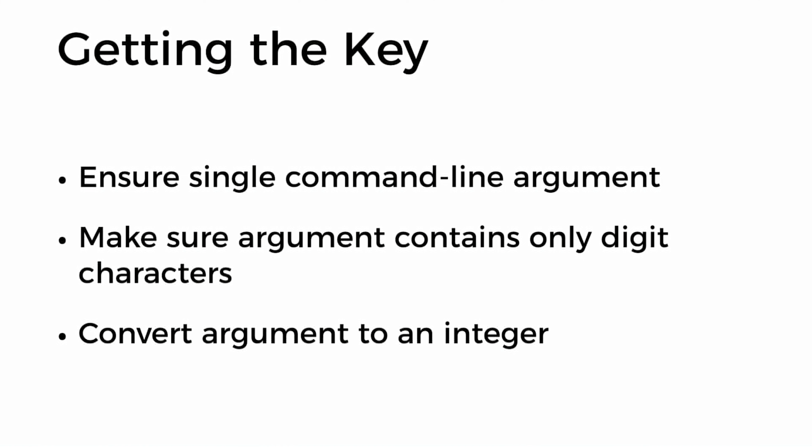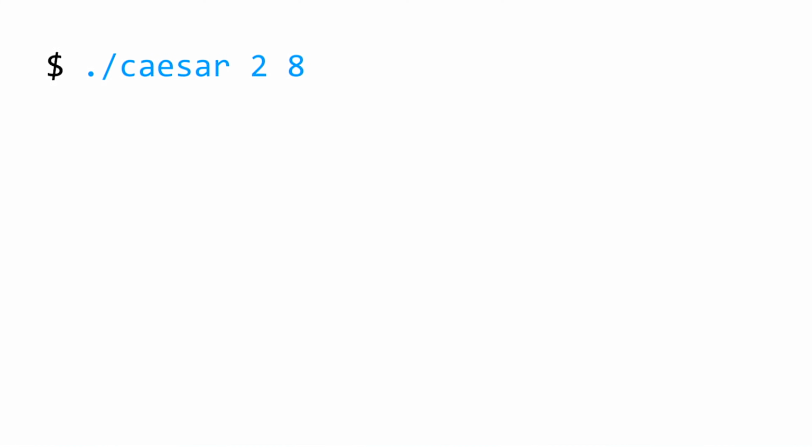Now, when we get the key, you'll want to ensure that only a single command line argument is provided, and that that argument contains only digit characters before you actually take that argument and convert it to an integer. What I mean by that is that if the user runs ./caesar and then 2 and then 8, providing more command line arguments than expected, your program, rather than doing anything else, should just print out a usage message, reminding the user that in order to run the Caesar program, they should run ./caesar followed by a key. And you should do this anytime they don't use the correct number of command line arguments. But even if they have the correct number of command line arguments, that argument might not be entirely numeric.